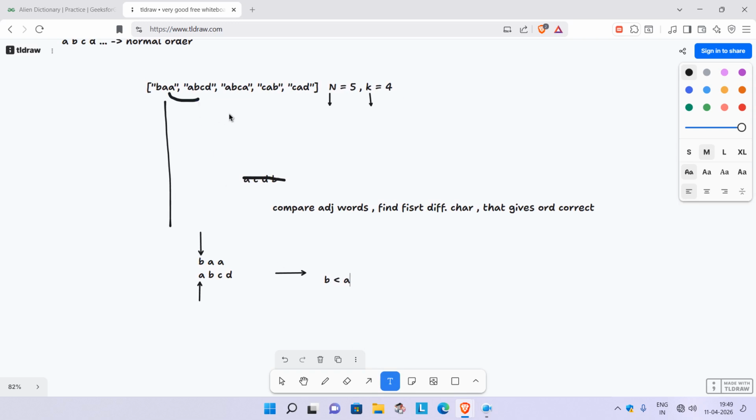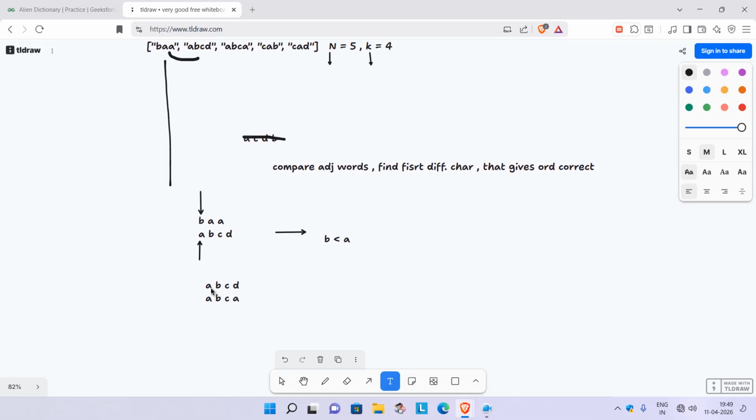Now come to the next two adjacent words. Here the word is A, B, C, D, and the other word is A, B, C, A. We are standing at the first position in both. This is similar, so this doesn't give me any order.